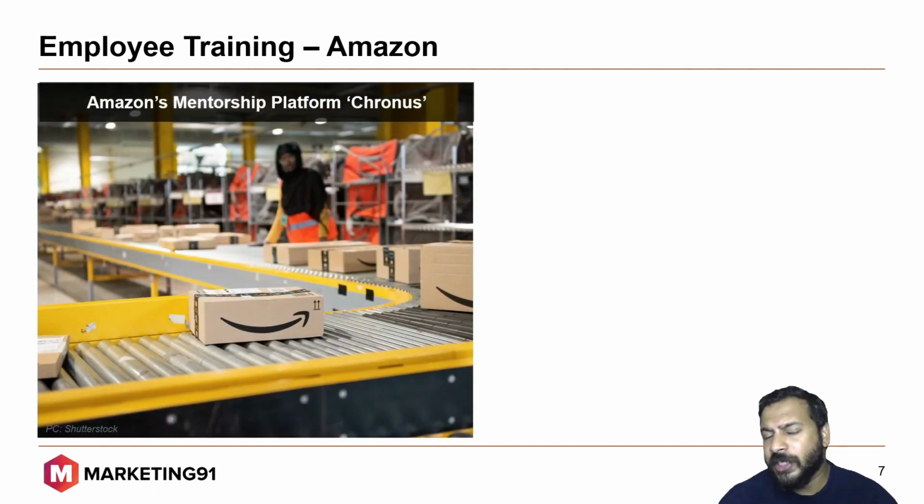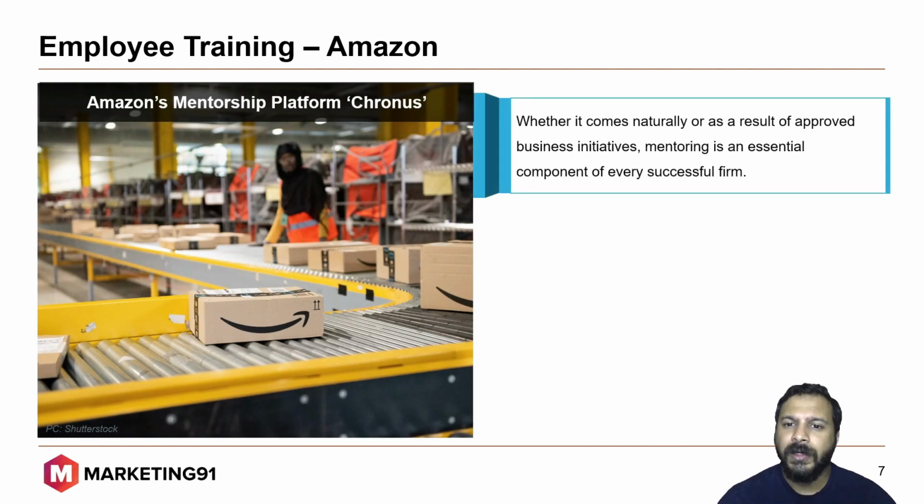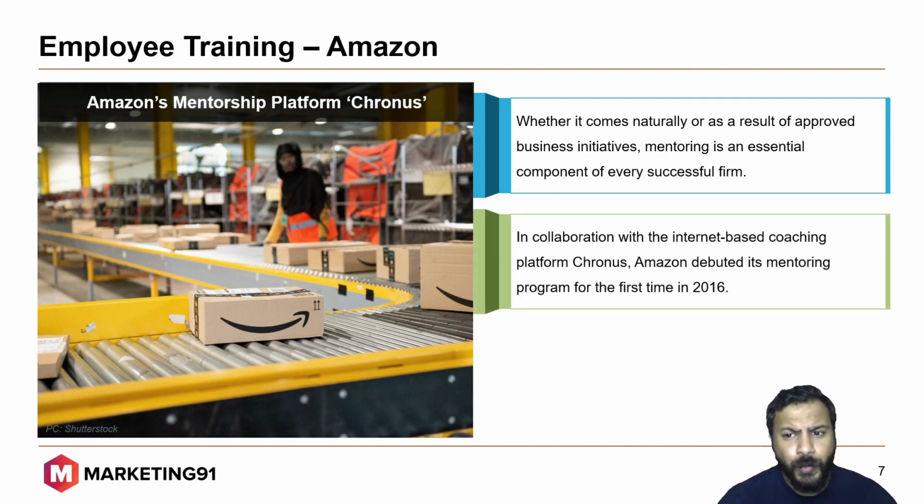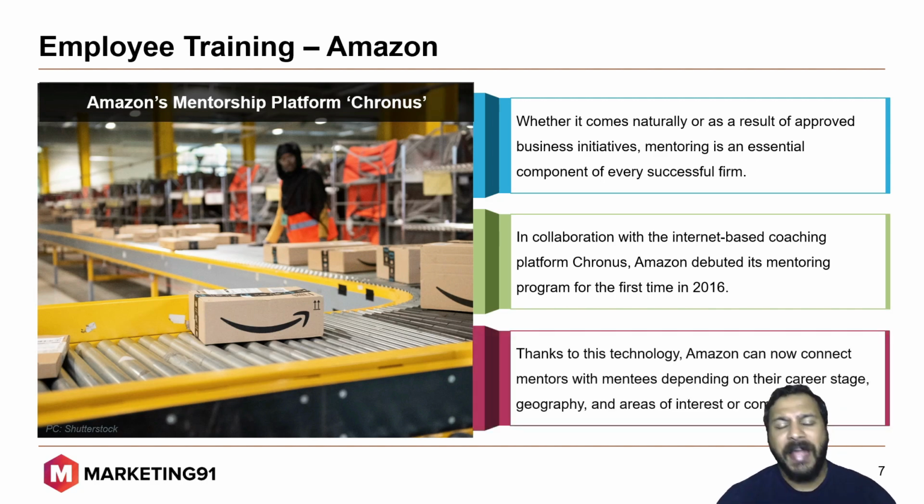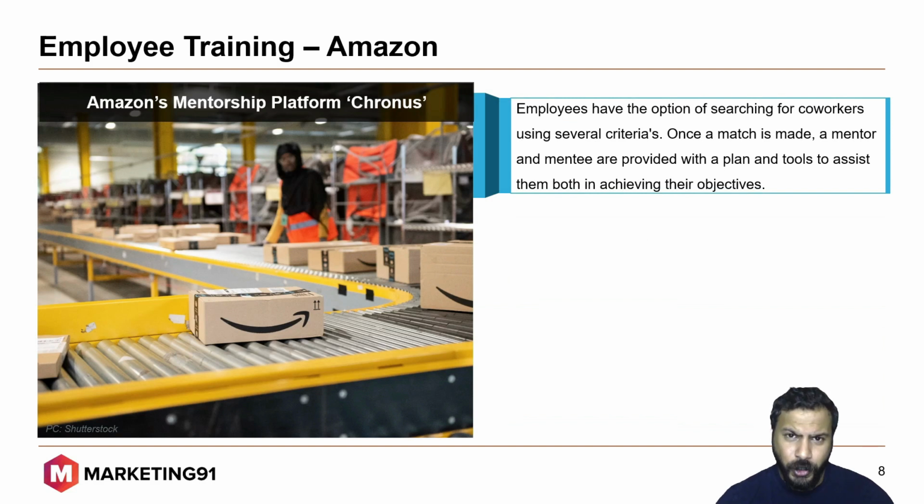Amazon's mentorship platform, Chronis. Whether it comes naturally or as a result of approved business initiatives, mentoring is an essential component of every successful firm. In collaboration with internet-based coaching platform Chronis, Amazon debuted its mentoring program for the first time in 2016. Thanks to this technology, Amazon can now connect mentors with mentees depending on their career stage, geography, and areas of interest or competence. Employees have the option of searching for co-workers using several criteria.